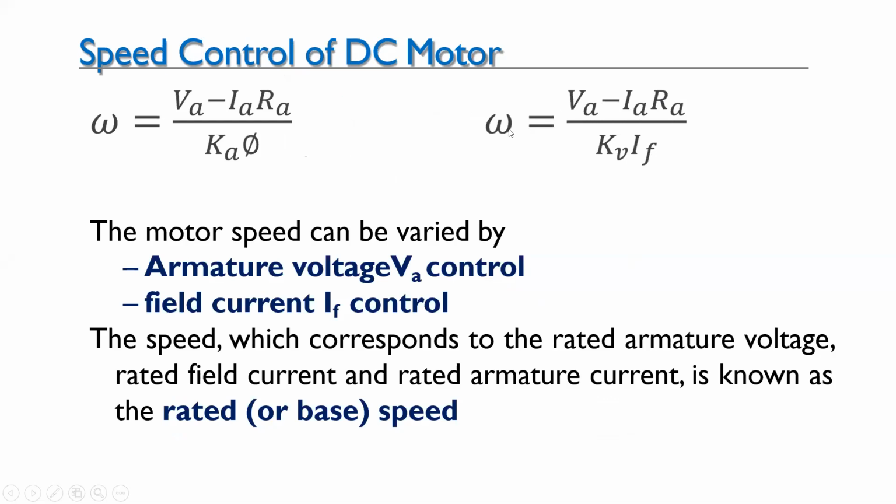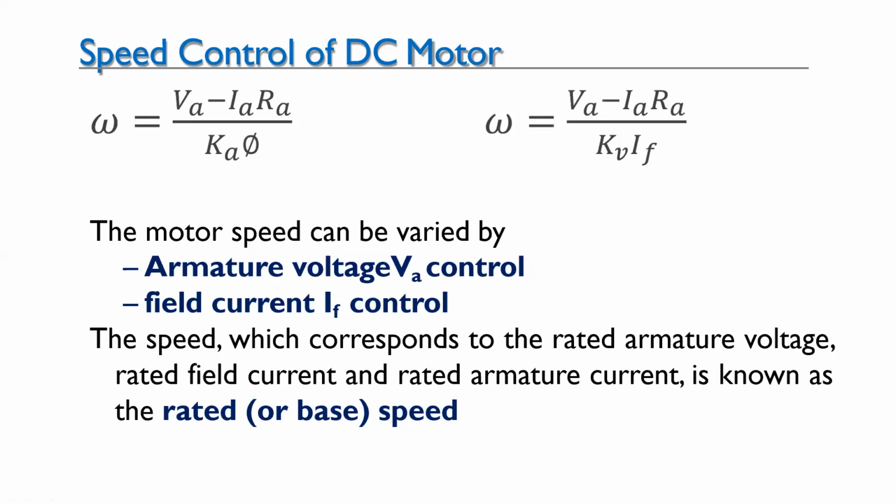So this speed is directly proportional to VA, that is the applied voltage across the armature, and it is inversely proportional to IF. Speed is proportional to 1 upon IF, which means inversely proportional. So the motor speed can be varied by armature voltage and field current. So there are two methods.